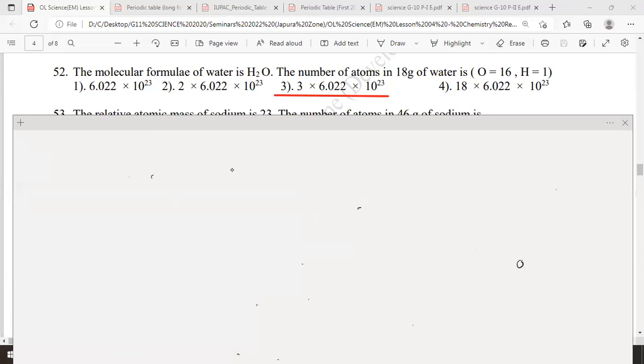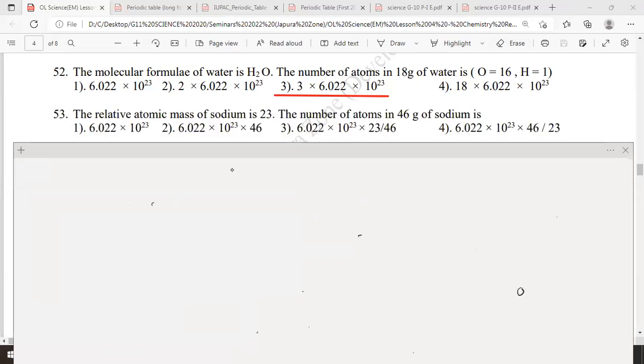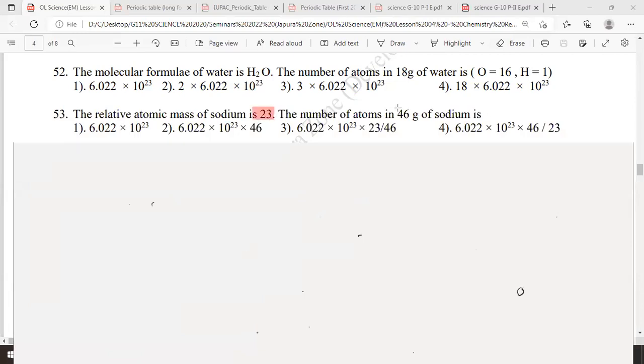Question number 53. Relative atomic mass of sodium is 23. The number of atoms in 46 grams of sodium. Now, sodium is not a molecule. Directly you can get atoms. So how to convert? First you can find the number of moles of sodium. 46 grams divided by 23.